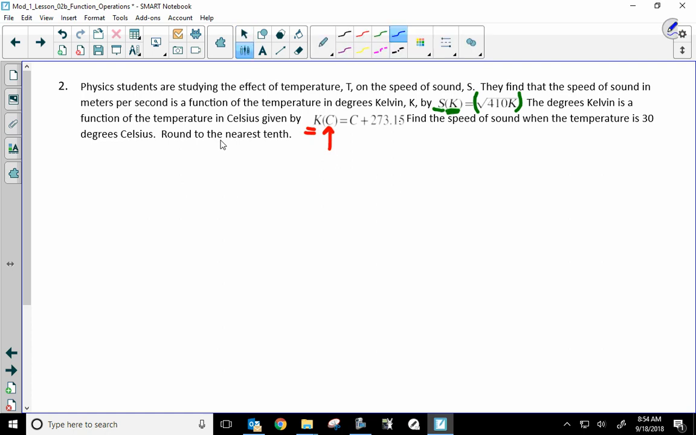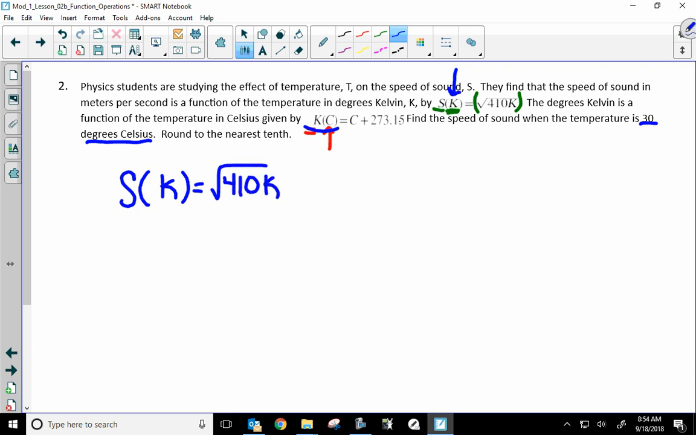They give us 30 degrees Celsius. I cannot use the speed formula yet because I need Kelvin. I have Celsius, but I can find Kelvin because I have Celsius, using this right here. So I need, ultimately, to find out what my Kelvin is. This is what I ultimately need to use. I don't have that, but this is what I have. Celsius is 30 degrees, right? I can find Kelvin using Celsius.